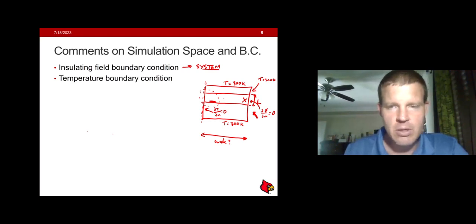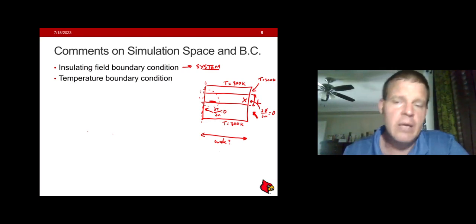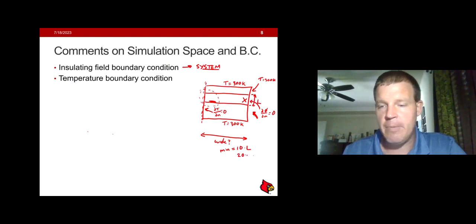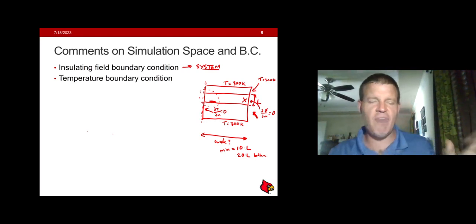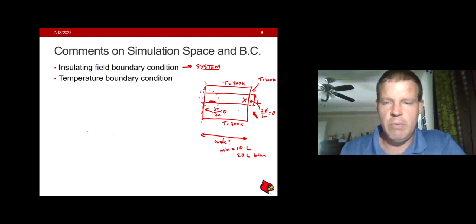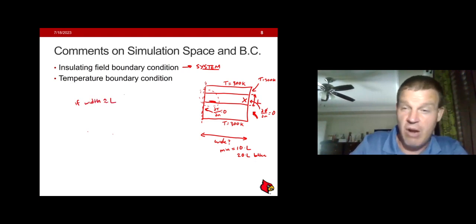So you don't want it close, but you don't want it so far away that your simulation space becomes huge. So what should it be? Now, I would say at a minimum, your width should be about 10 of those characteristic lengths. It'd be better if it was about 20. So in that way, it's far enough away, quote unquote, to where that temperature boundary condition and electric field boundary condition shouldn't influence what's going on too much. But, so we'll say if your width, in this case, is approximately the same as your height of your channel, that is definitely going to produce errors.